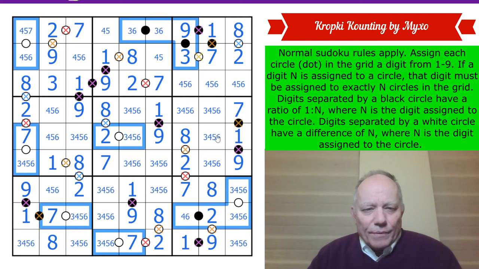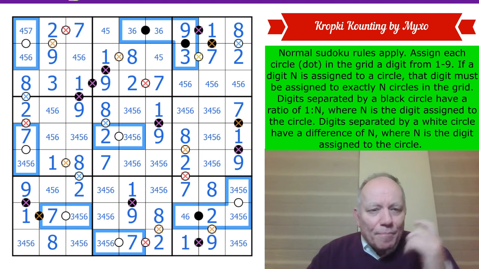4, 5, 6, 7, 8, 9. I knew I would get the count wrong. What am I missing? Where's there a dot that I've either already assigned and is 1, 2, 3, or 4, or that I can't find? Oh, bother.